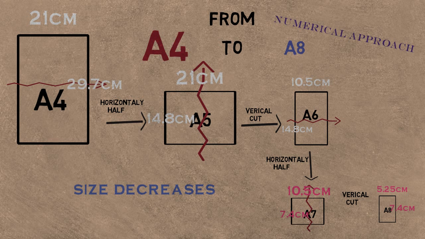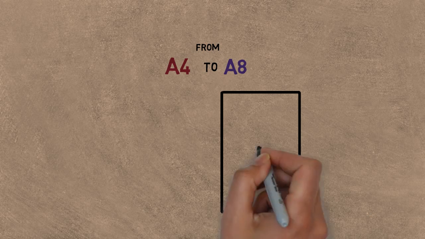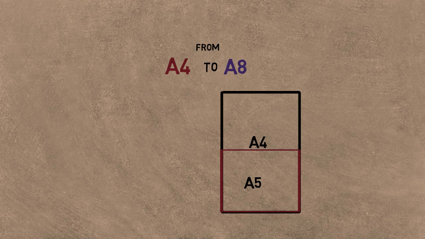Just visualize and remember, there is nothing to cram. You can see that as we move from A4 paper to A8 paper, every next size is either half of its length or of its width. So you can also visualize this in this way. A4 paper has the highest size. A5 paper has the same width as that of A4 paper, but its length is half the length of A4 paper.